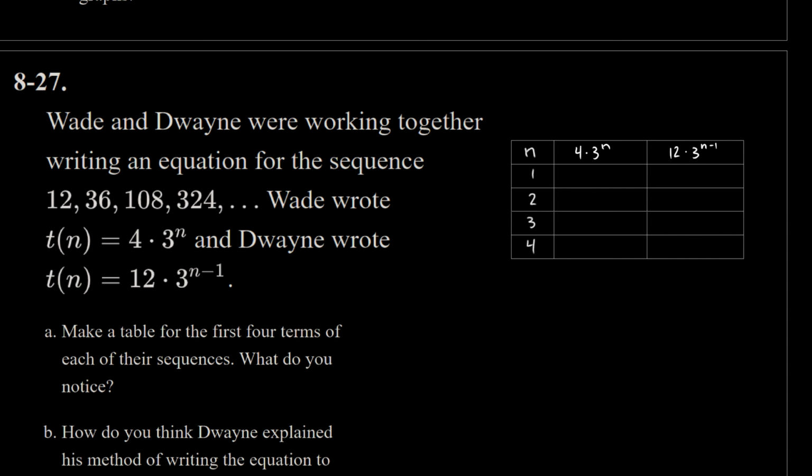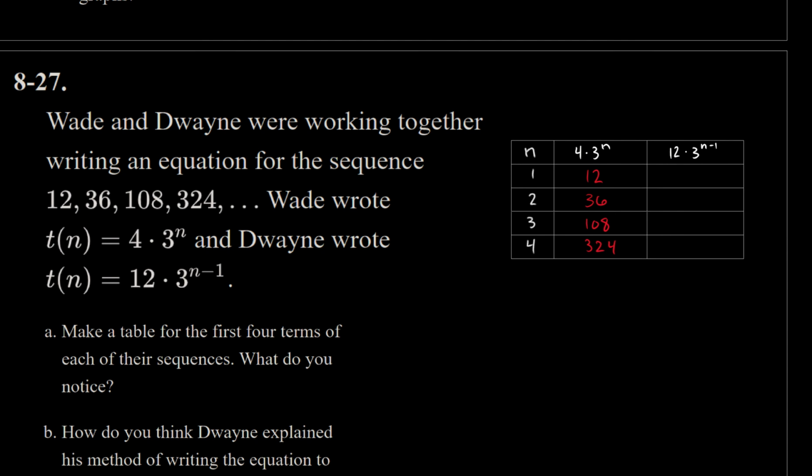So if I plug 1 into Wade's equation, that's going to become 4 times 3, which is 12. So the first value there is 12. If I put in 2, that's 4 times 3 squared, which is 4 times 9, which is 36. If I put a 3 in there, that's 27, so it's 4 times 27, which is 108. And if I put in 4, it's 4 times 81, which is 324. So those are my values for Wade.